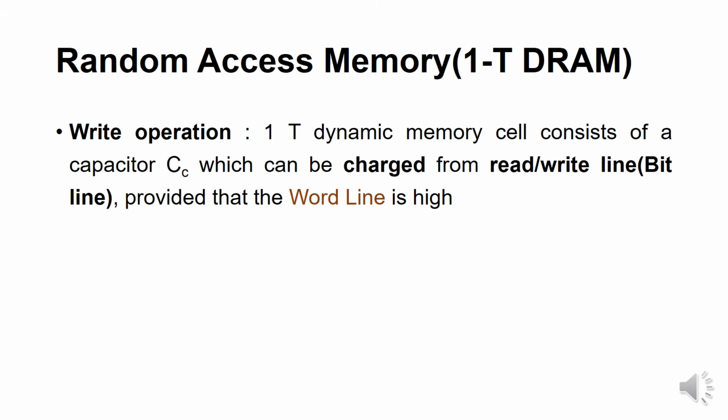Now we will discuss the write and read operation of 1T DRAM. To access the storage capacitor, we use the word line. The word line must be high to access the capacitor, and we use the bit line to read or write the signal. So, write operation: a 1T dynamic memory cell consists of a capacitor Cc, which can be charged from the read write line, that is the bit line, provided that the word line is high.